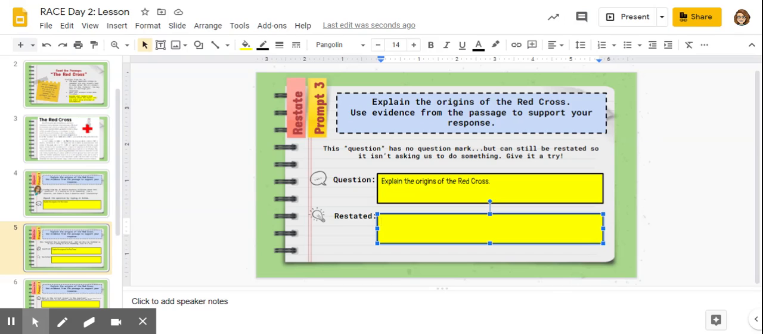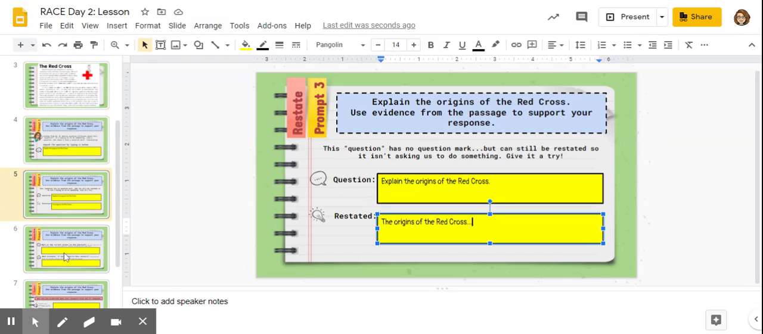What do we do? We got to get rid of those question words. Well, the question word is usually at the beginning. It's either like how, what, where, explain. There it is. Get rid of that word explain and just type the origins of the Red Cross. Dot, dot, dot. Those dot, dot, dots mean that that's where we're going to answer the question. It's the next part.